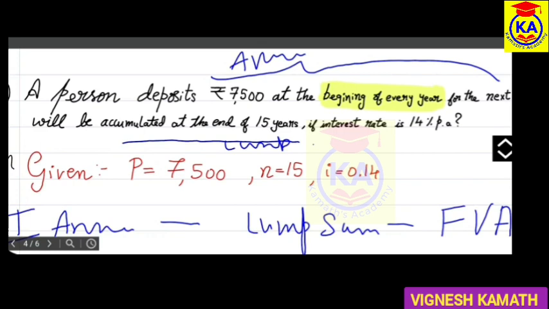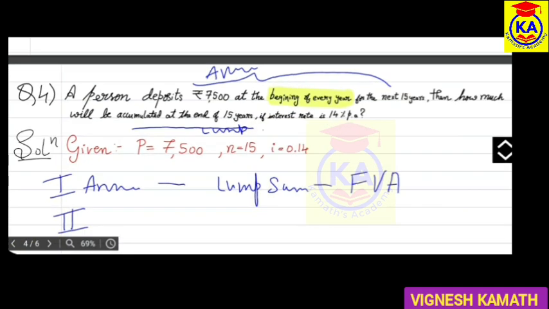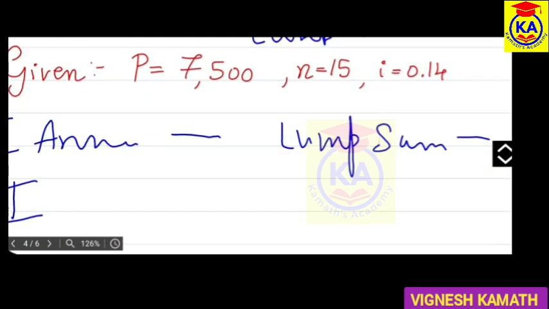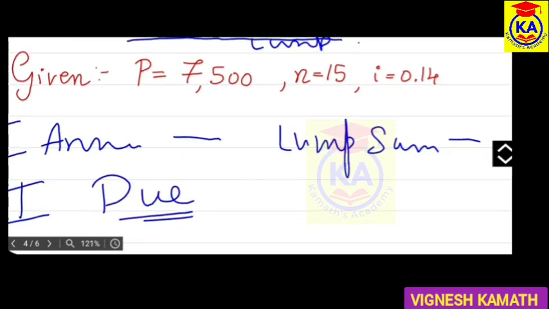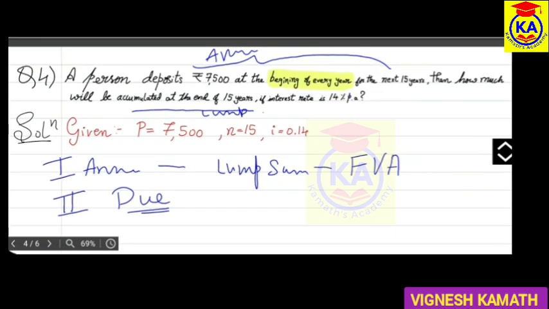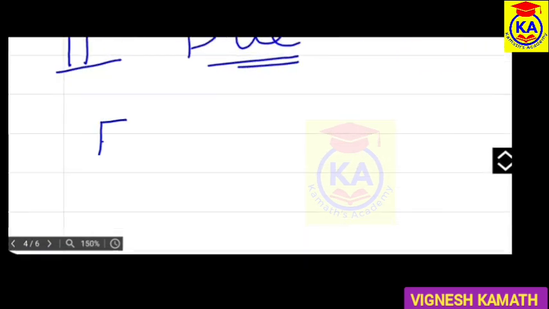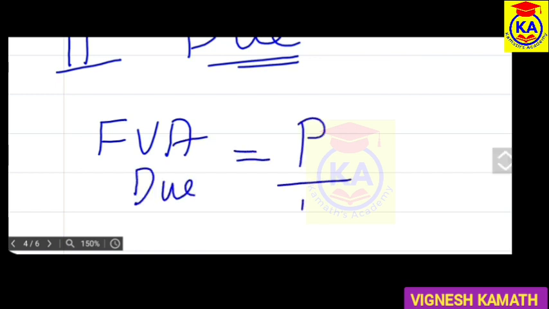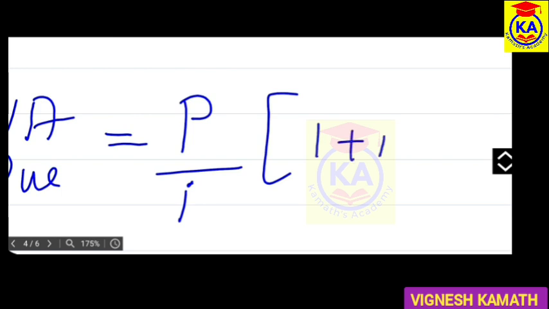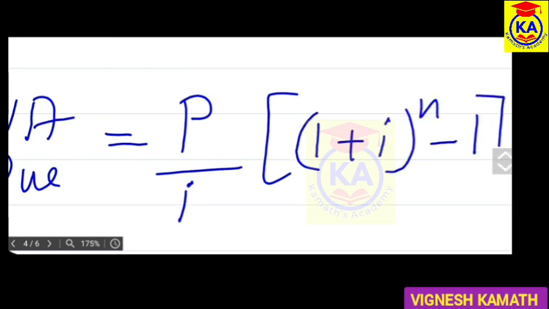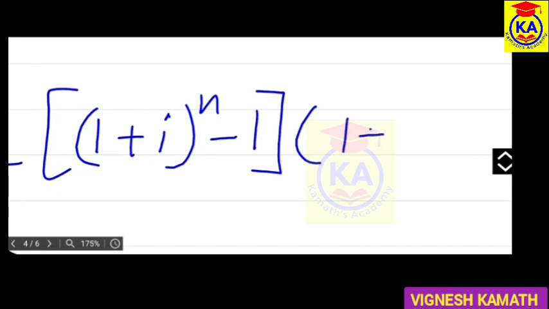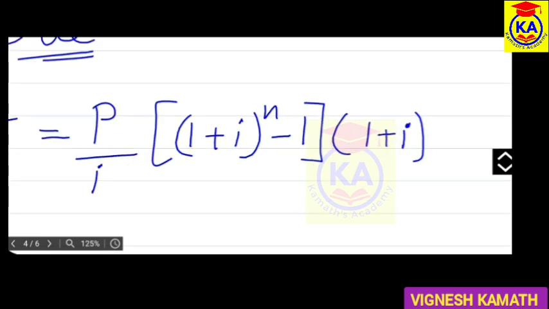A person deposits at the beginning of every year. I've highlighted that, beginning of every year. Beginning of every year means due. So in this question, future value of annuity due. The second case is due because of beginning of every year. Now let's solve. We have to find future value of annuity due. So what is the formula? P by I, 1 plus I to the power n minus 1, into 1 plus I.